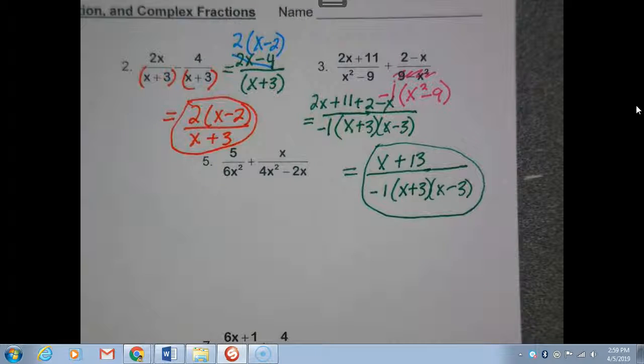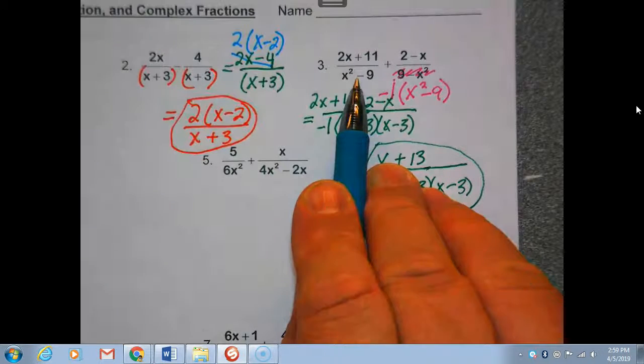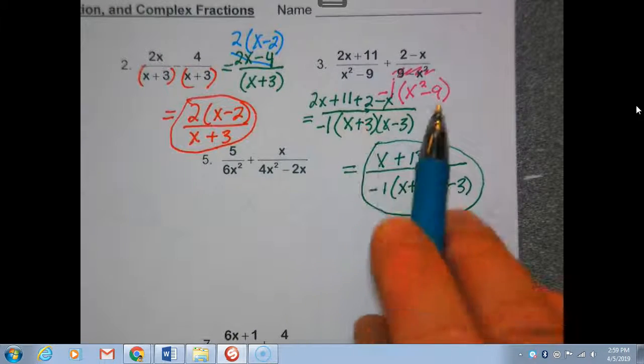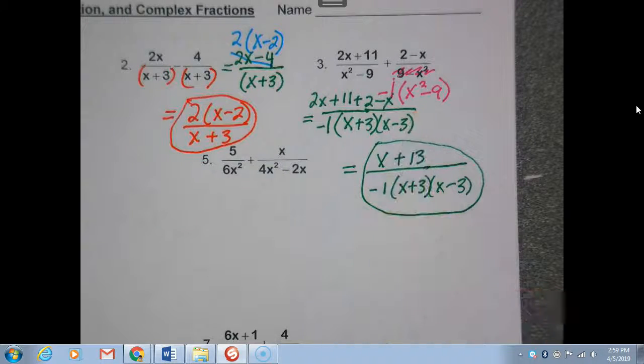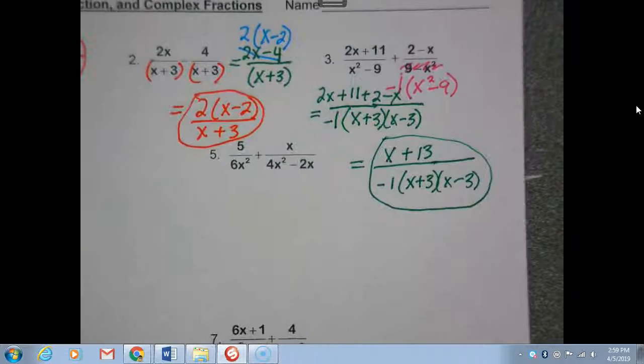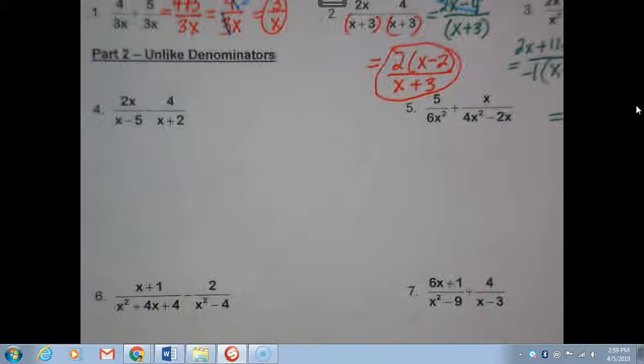When I have a difference, yes. I have a difference: x squared minus 9. That's a difference. Subtraction, that's what difference means. Yes, I will have a plus and a minus always. All right, number 4.